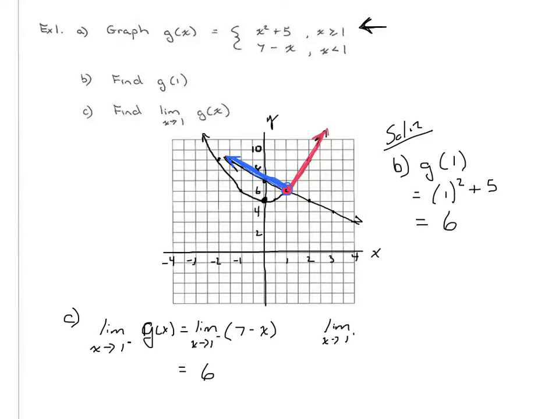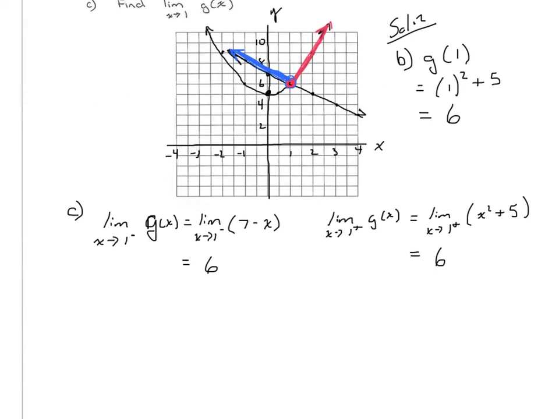On the other side, our limit of x approaching 1 from the positive side of g of x gives us the limit of x approaching 1 from the positive side of x squared plus 5. Again, still a polynomial function, direct substitution. 1 squared is 1, plus 5 also being 6. So when we put this together, our limit does exist as x approaches 1 over our function g of x. It is actually 6.